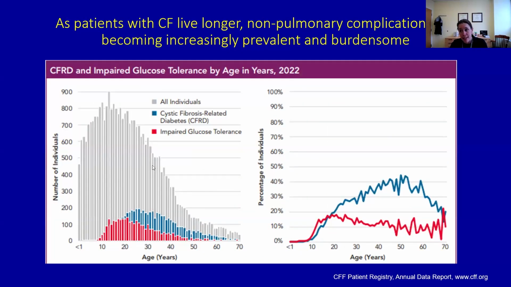But what we're finding is that as people with CF are living longer, non-pulmonary complications are becoming increasingly prevalent and burdensome. Diabetes is one of the most common non-pulmonary complications. This is data from the CF Foundation Patient Registry from 2022. You can see here in red is impaired glucose tolerance and blue is CF-related diabetes. Starting around pubertal age, we see a rise in diabetes such that up to 20% of adolescents and around 40% of adults are affected by this condition.